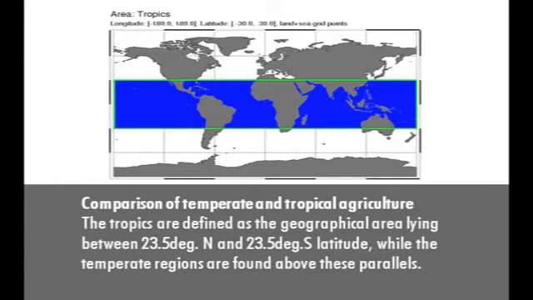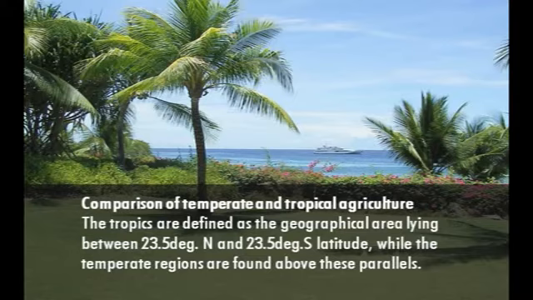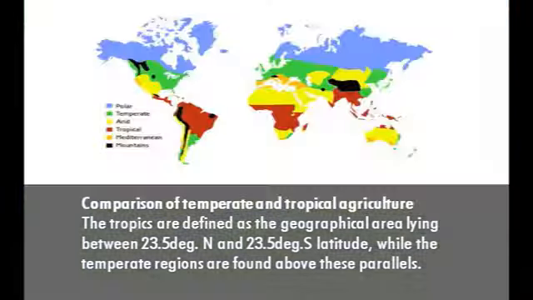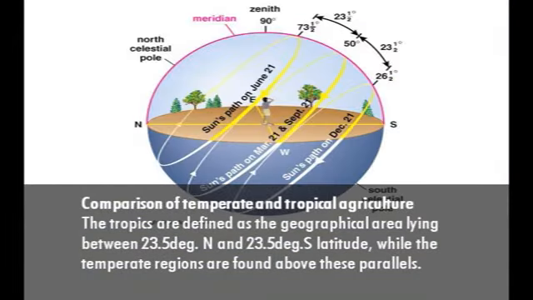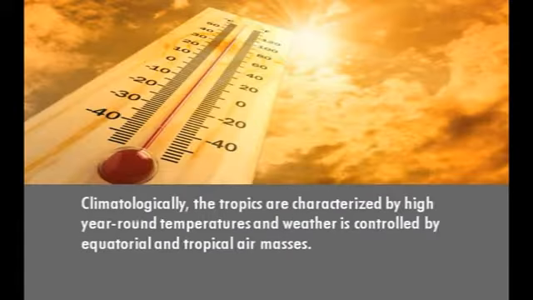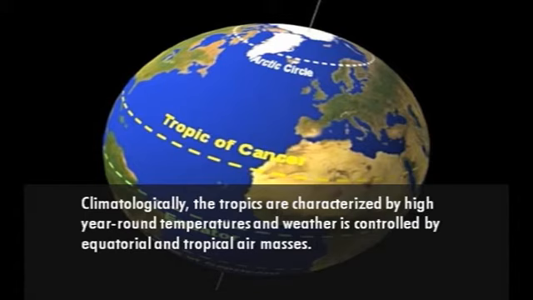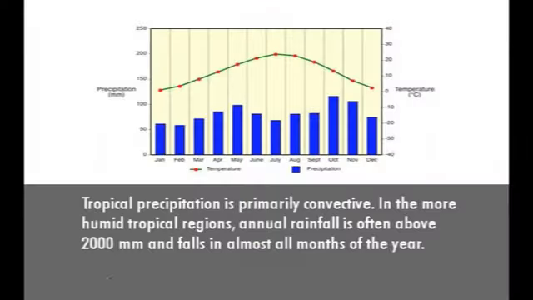Comparison of temperate and tropical agriculture. The tropics are defined as a geographical area lying between 23.5 degrees north and 23.5 degrees south latitude, while the temperate regions are found above these parallels. Climatologically, the tropics are characterized by high year-round temperatures, and weather is controlled by equatorial and tropical air masses. Tropical precipitation is primarily convective.